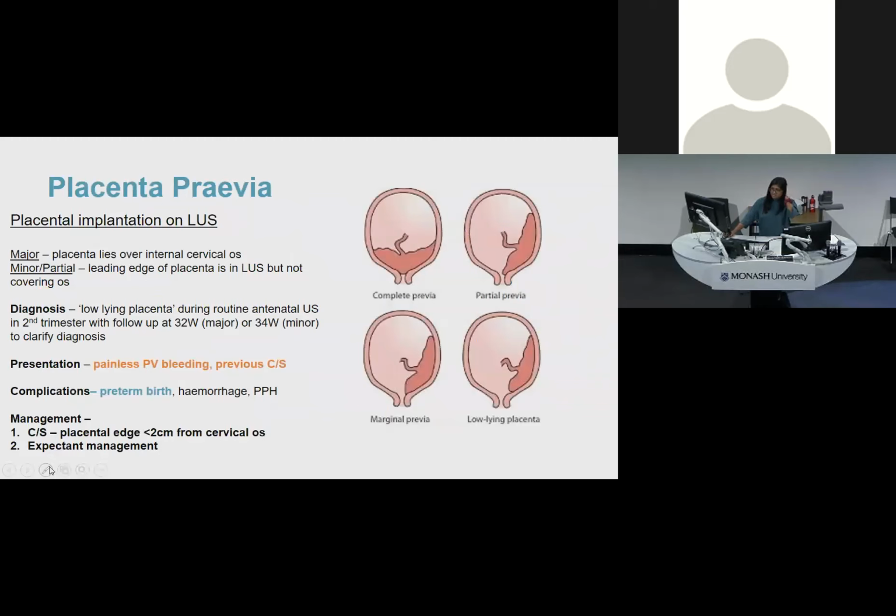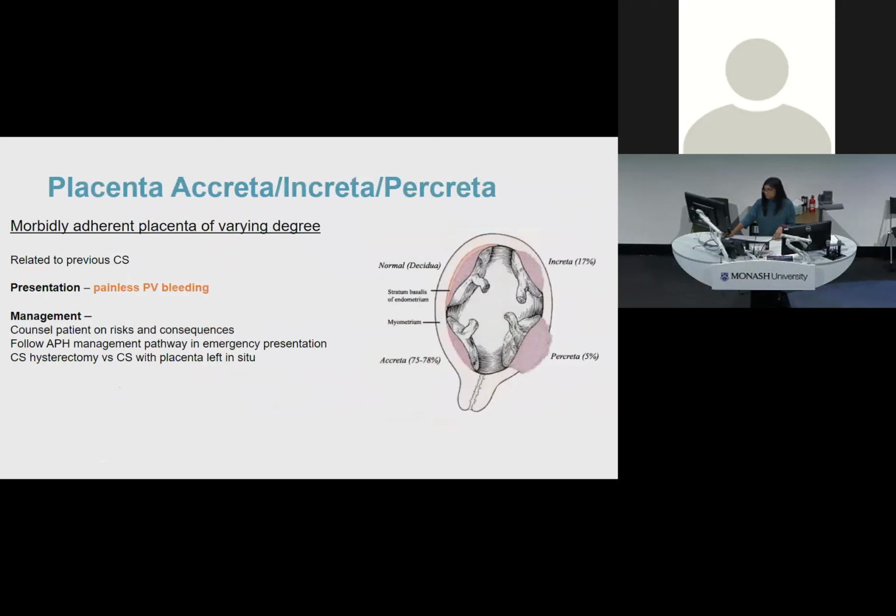Placenta previa is placental implantation on the lower uterine segment. It's classified into major and minor. I think just the presentation is painless PV bleeding, and they might have had previous cesarean sections. I will keep going. Placenta accreta, increta, percreta are all morbidly adherent placentas of varying degree. They might have painless PV bleeding as well. The main thing to note in their management is that they might need to have a hysterectomy, depending on what stage they are at in their family planning, whether they want more babies or not.